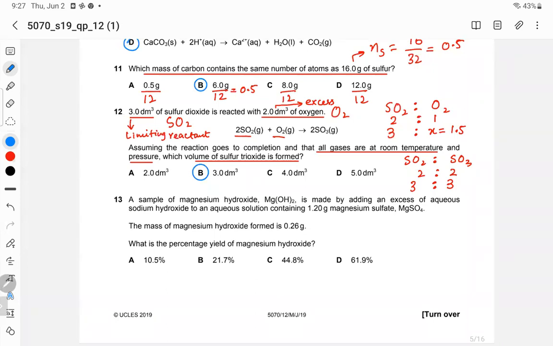Question number 13. A sample of magnesium hydroxide is made by adding an excess of aqueous sodium hydroxide to an aqueous solution containing 1.2 gram of magnesium sulfate. The mass of magnesium hydroxide formed is 0.26 gram. What is the percentage yield of magnesium hydroxide?